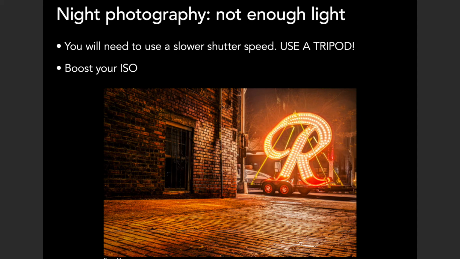When we talk about lighting, you often want to talk about night photography. So night photography is basically the situation where there's not enough light, but you still want to take a picture. So what do you do? You will need to use a slower shutter speed, which means you need to use a tripod so that you don't capture camera shake or unwanted motion blur. And we'll talk about shutter speed next week, but basically a slower shutter speed allows you to absorb more light. But then another option is to boost your ISO.